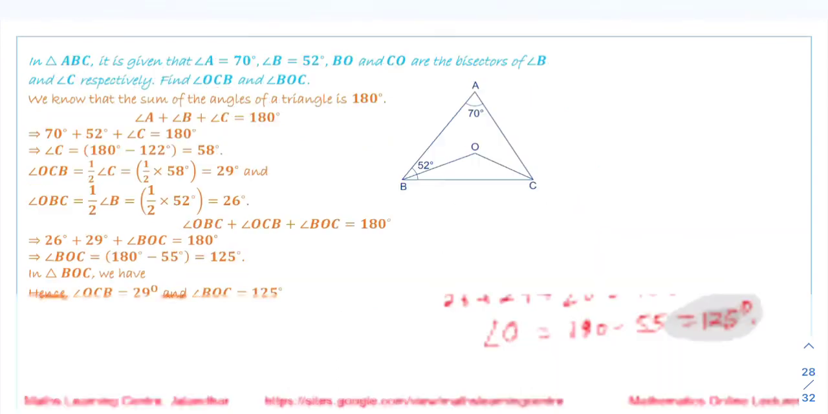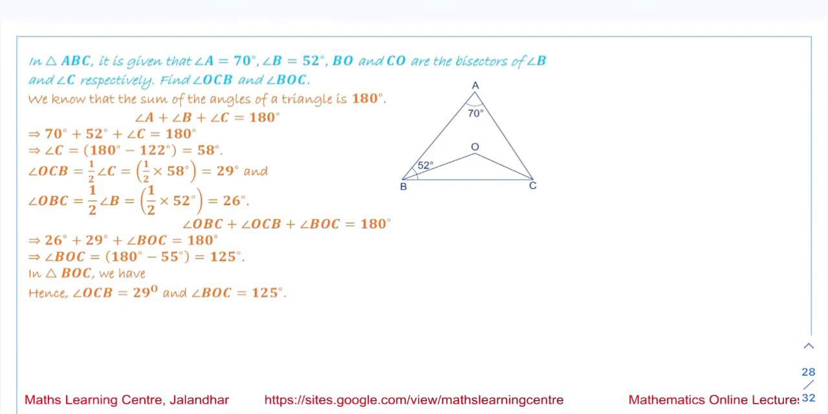Now in the next question, it is given that ABC is a triangle. The value of angle A is given to be 70. The value of angle B is given to be 52. We have to calculate the value of these two angles. This is O and this angle over here. Further, it is given that BO and CO are the angle bisectors of B and C.